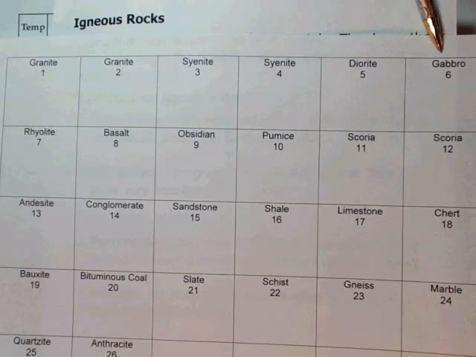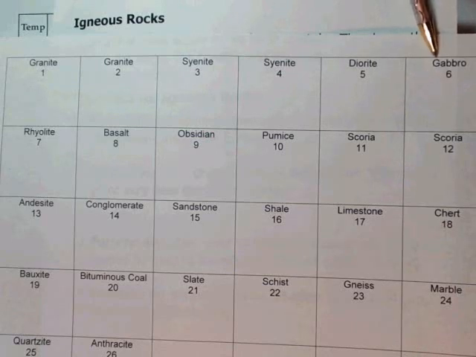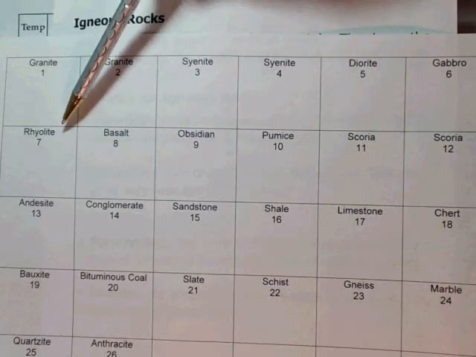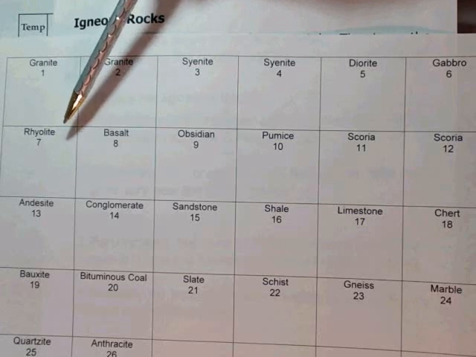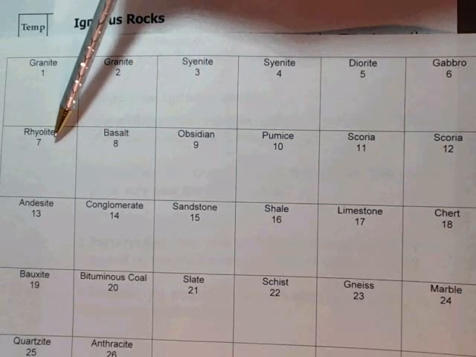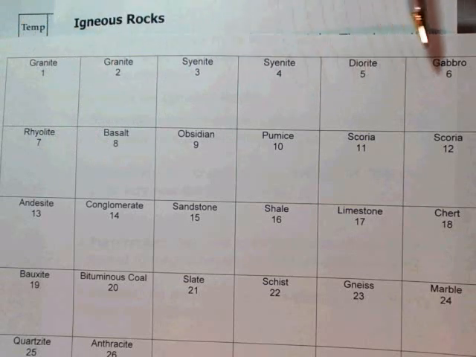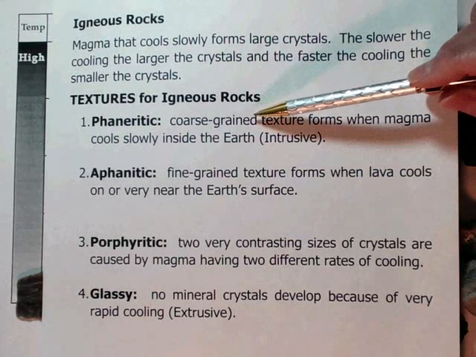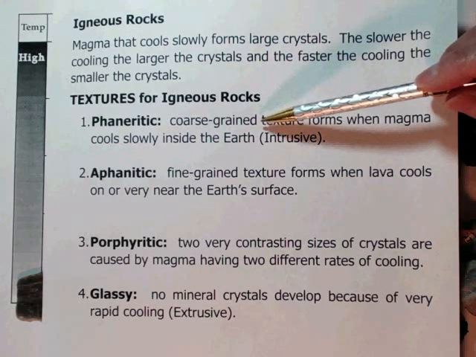The gabbro, remember that one, that's got more of the olivine, the pyroxene, a little bit of amphibole in it, so gabbro. And then rhyolite, similar to a granite, but yet it's different. 1 through 6, no, rhyolite is a different texture. So 1 through 6 have the phaneritic, meaning coarse-grained textures. Okay. So 1 through 6 in your tray exhibit phaneritic texture.